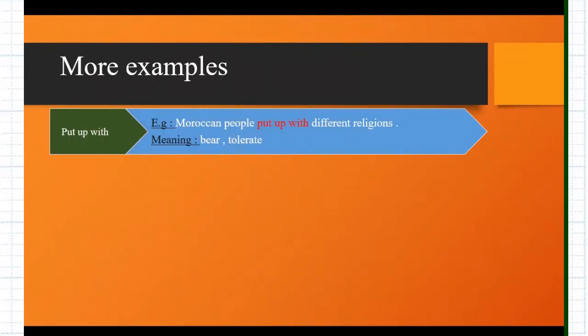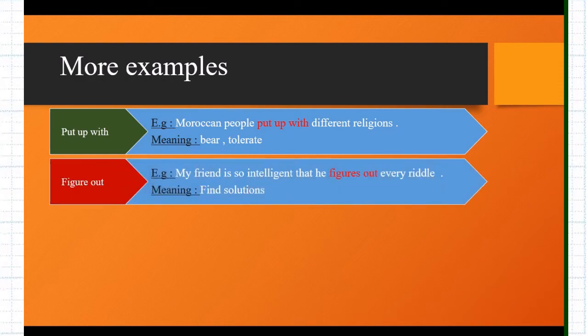More examples here. Put up with. Sometimes you are going to find a phrasal verb with more than one verb particle or preposition, so here we have up and with. Moroccan people put up with different religions. It means they accept, they tolerate people with different religions. So it means no conflict between us. Figure out. My friend is so intelligent, so smart, so he figures out every riddle. So it means he can find the answers or the solutions of a lot of questions. To find a solution or to find the answer.